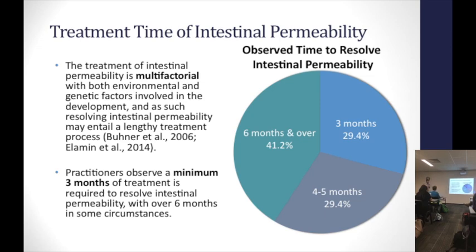From the participants that we surveyed, they observed that it took a minimum of 3 months of treatment to resolve intestinal permeability, with the majority, almost 50%, saying it takes 6 months. So on average, you're looking at 3 to 6 months of gut repair work to modulate and correct intestinal permeability, based on what other practitioners are already doing in clinical practice.